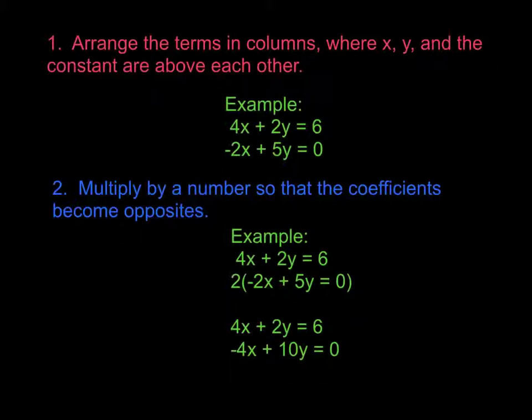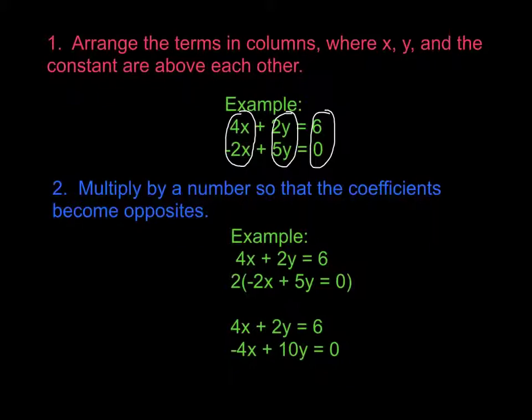First, you want to arrange the terms in columns so that x and y and the constant are above each other. If you notice in the example I gave you, 4x and negative 2x are on top of each other. 2y and 5y are on top of each other. And the constants are on top of each other. I like to always solve them for standard form and then put them on top of each other. I think that's the most effective.